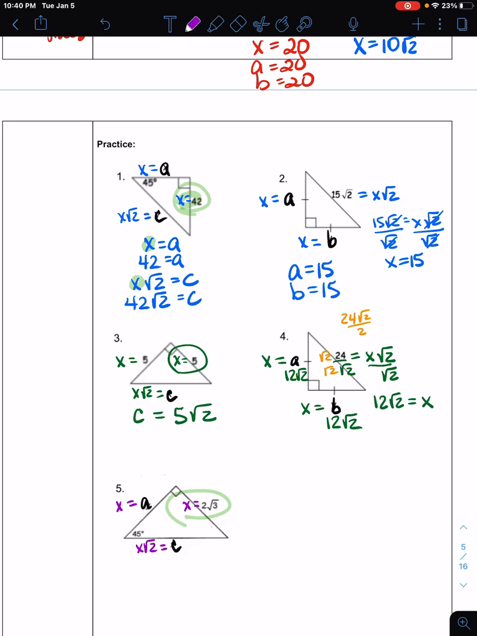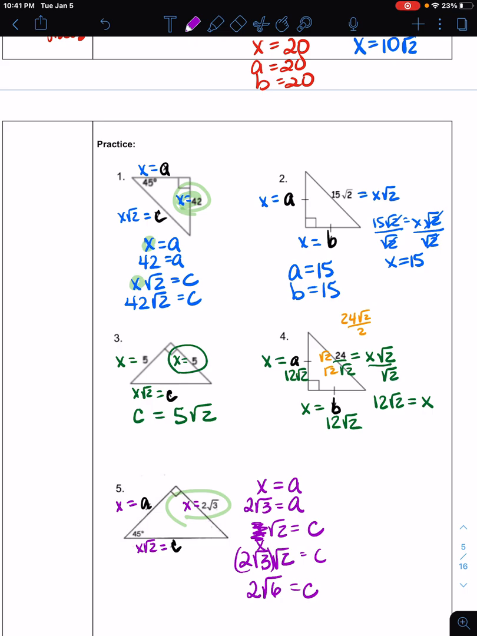So I've got x is equal to a, x root 2 is equal to c, and x is equal to 2 root 3. So since x is equal to a and x is 2 root 3, I'm going to replace that x with 2 root 3, so a is 2 root 3. And if x root 2 is equal to c, I'm going to replace that x with 2 root 3. So I've got 2 root 3 times root 2, right? It was x root 2. Well, remember how to multiply. You can multiply them together if they're both underneath, and you can multiply them together if they're both outside. So I have a 2 outside, so it's 2, and then root 3 times root 2, which is root 6. So c is 2 root 6.